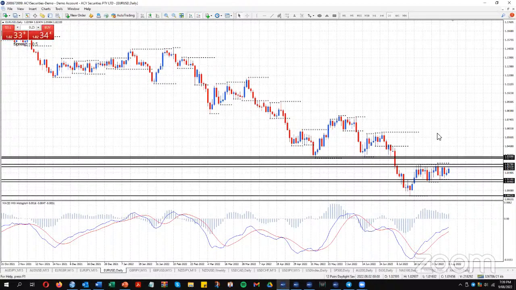Long-term trend, don't forget, is down. So potentially it could be getting ready for a further break south. And we may well see a move below parity long-term. We'll have to wait and see.